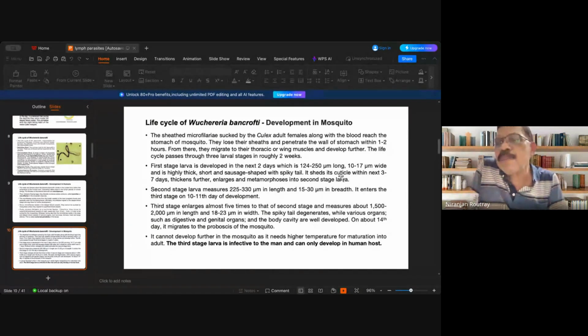So some development should occur in the lower body temperature, and some development occurs in the higher body temperature, which is provided by the human host for maturation into adult. The third stage larva is infective to the man and can only develop in human host, because it provides the ambient medium for the complete development.